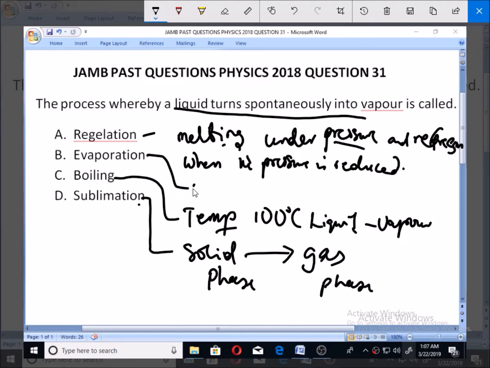So from all this definition, we can see that B is the right answer for this. Evaporation is the process whereby a liquid turns spontaneously into vapor.